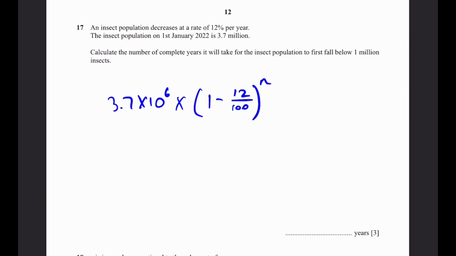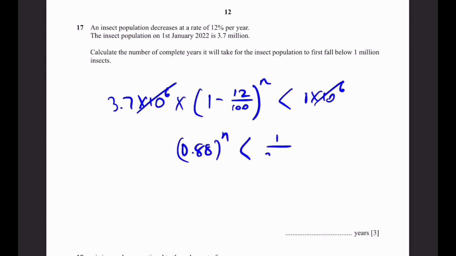n is the number of complete years, and that has to be less than 1 million, which is 1 times 10 to the power of 6. You can cancel 10 to the power 6 from both sides. Now 1 minus 12 by 100 is 0.88. This to the power of n is less than 1 by 3.7, or that's 10 by 37. And now we can take the log to the base 0.88 of both sides.